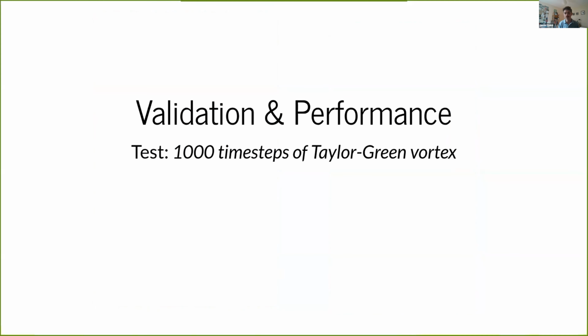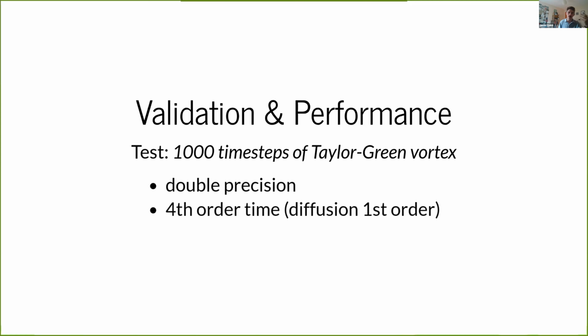So the validation test was 1,000 time steps of what's called a Taylor-Green vortex. That's a known analytical solution to the Navier-Stokes equations. And so the code was run using double precision, the highest order time and space discretizations that I could use, although this particular problem actually only tests the diffusion operator, which is first order here. So you'll notice that in the error rates.